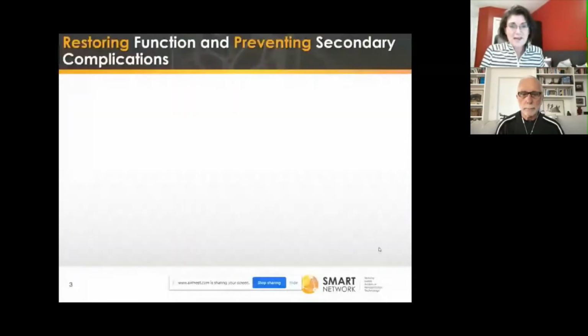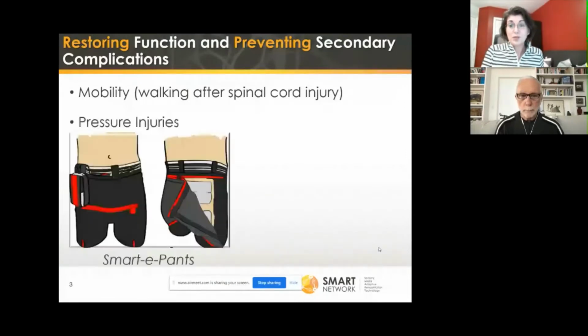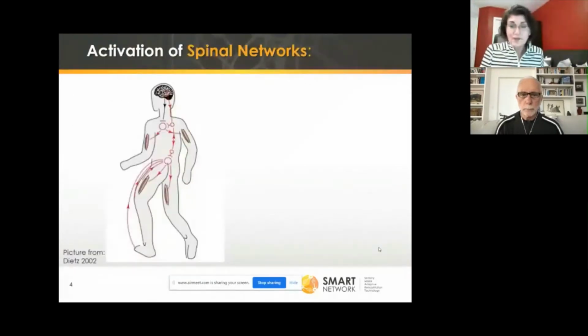Now, in my lab, we focus on restoring function and preventing secondary complications. The primary effort has been on restoring mobility, especially the ability to walk after spinal cord injury. But we also develop wearable technologies to prevent secondary conditions, such as pressure injuries or pressure ulcers, using an intervention we developed a few years ago called Smarty Pants, as well as preventing deep vein thrombosis through a recent intervention called the SOC.